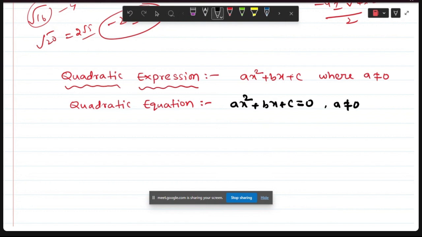If you solve a quadratic equation, there are two methods. First one is splitting the middle term. We're just revising quadratic now. Yes, revise only. Second one is the formula method.